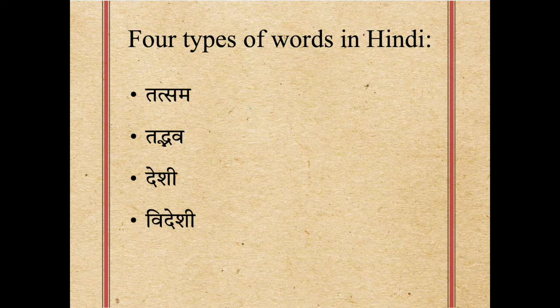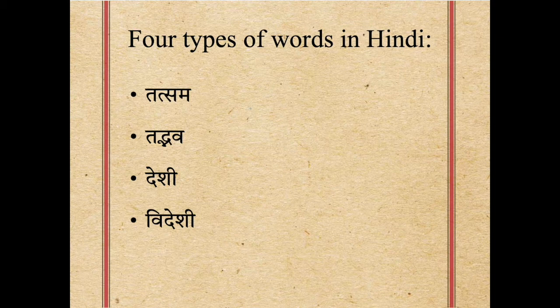The second type of word is called tadbhava, and tadbhav means of the same character as, in the nature of. And these words are words that have developed organically, even if they've come from Sanskrit. In other words, they've gone through phonological or morphological changes over time. So they are related to Sanskrit words, but they have gone through certain changes in their form.